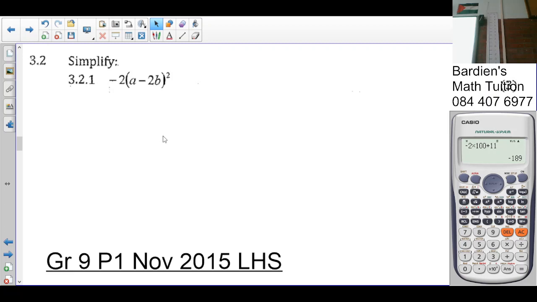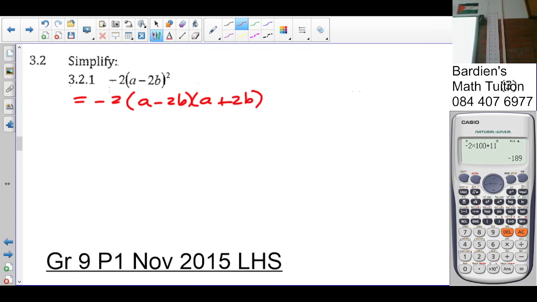Okay, nice. Right, so what do we do first? Yes, good start. Square. Then must write it out twice. So it's negative 2 into a minus 2b and a plus 2b. You all agree with that? No. What must it be? Both must be negative. The square means to say you must write the bracket exactly out twice. So it's negative 2 into.